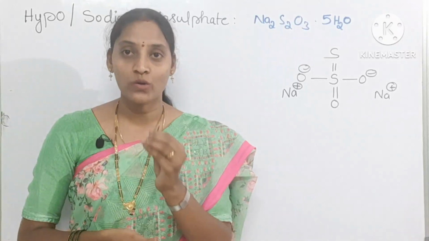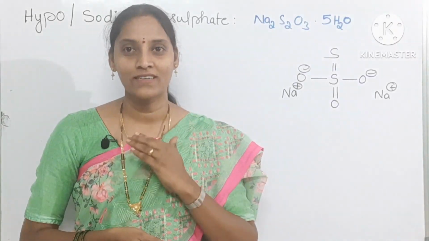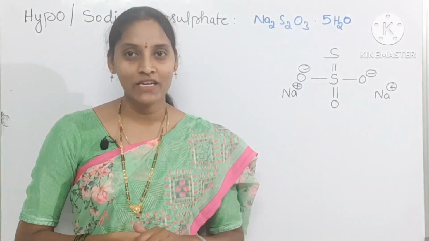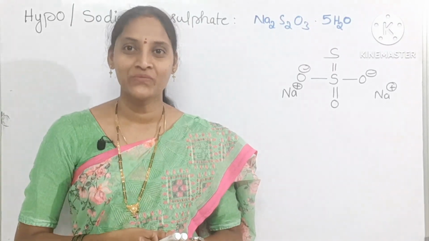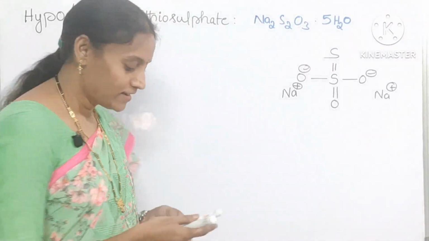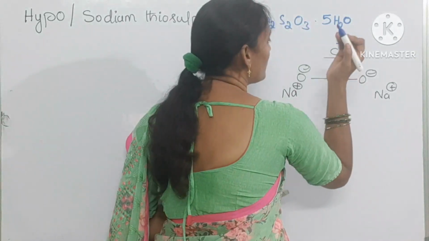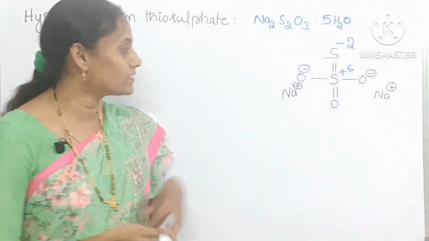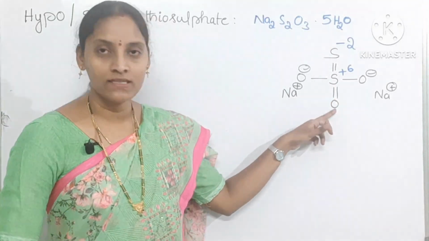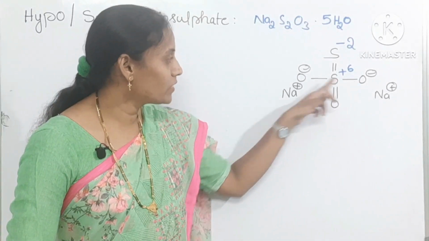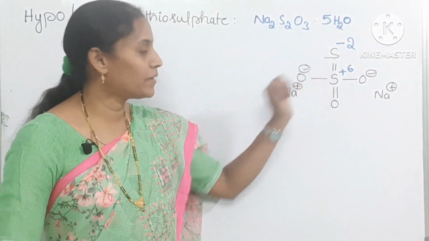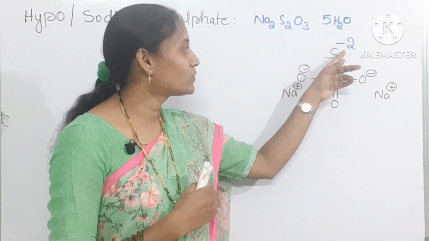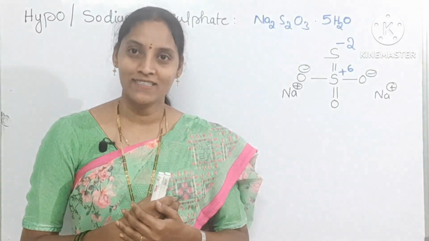Here you need to remember the oxidation states of the two sulfurs. Both do not have a similar oxidation state; both have different oxidation states. You can see this one has a -2 oxidation state, and this one has a +6 oxidation state, because this one is attached to the oxygens, which are -2, -1, -1. So the middle sulfur has a +6 oxidation state and this one has a -2 oxidation state.